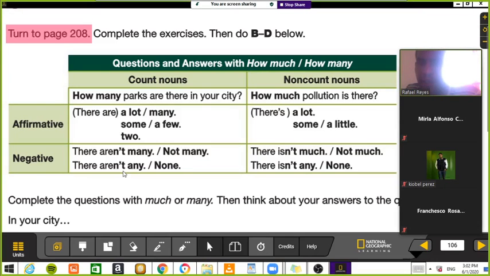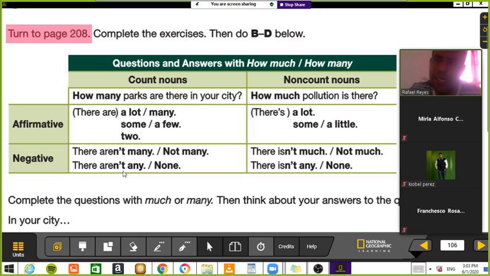First, number one, we need to know what is the difference between a count noun and a non-count noun. That's the first thing. After we got that part, then we need to put each one of them inside their family. On the first part, we got count nouns. The question that I use to ask about count nouns is how many.